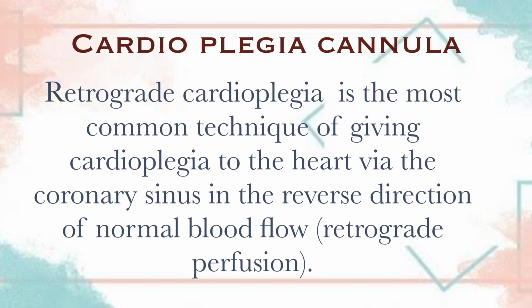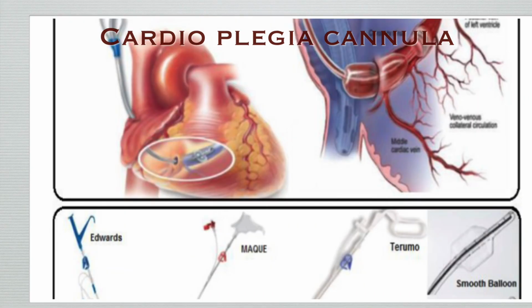Cardioplegia cannula. Retrograde cardioplegia is the most common technique of giving cardioplegia to the heart, via the coronary sinus in the reverse direction of normal blood flow. Retrograde cardioplegia cannula insertion is shown in this figure.